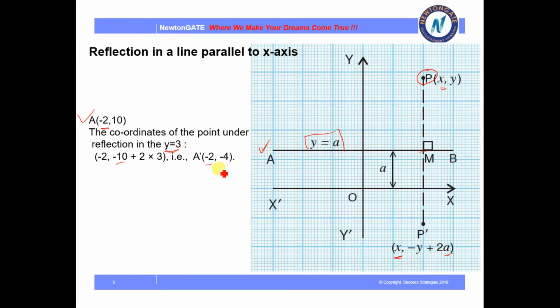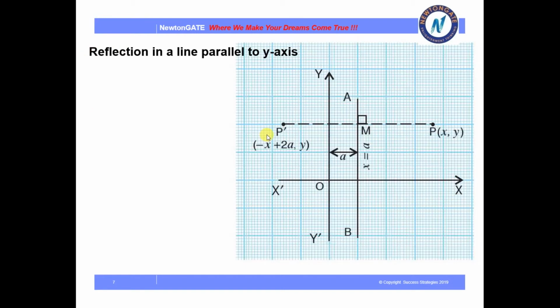So what do we get the ordinate as? Minus 4. So the abscissa remains the same and the ordinate value changes to minus 4. So I hope reflection in a line parallel to the x-axis is clear. Next we'll see reflection in a line parallel to the y-axis.